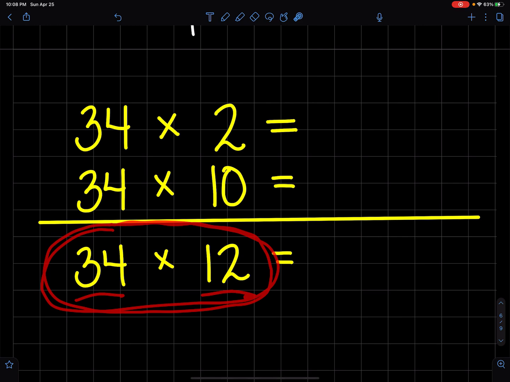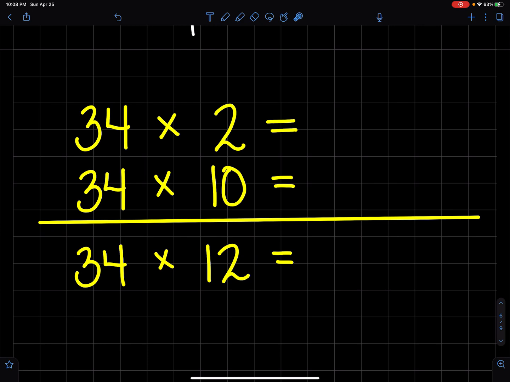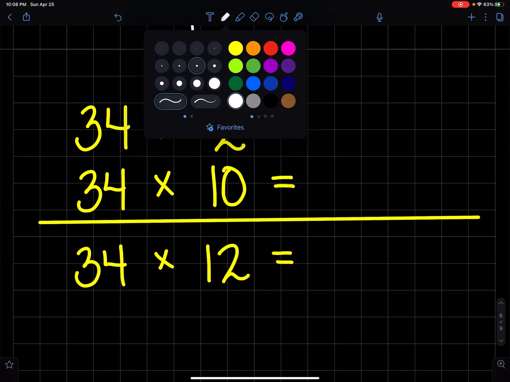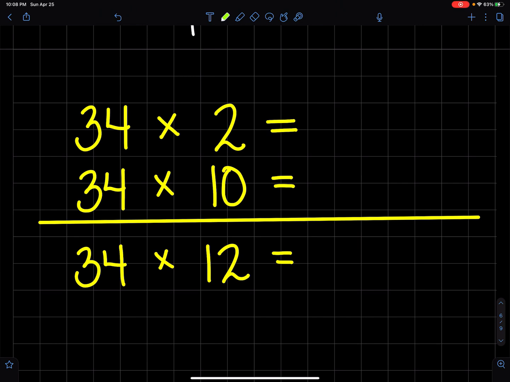So the first thing we're going to do is we're going to break down that 12 basically. We're going to multiply the ones place. So it's 34 times 2. And you're going to get a number for that. And 34 times 2, you can do that in your head. That's kind of like the mental math we've been doing. If you do that, we're going to get 68.